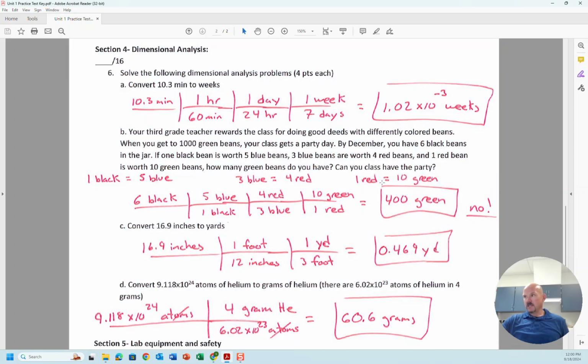Okay, so it comes out to be 400 green beans. So 6 black beans is equivalent to 400 green beans. So you still don't have enough to get that class party.